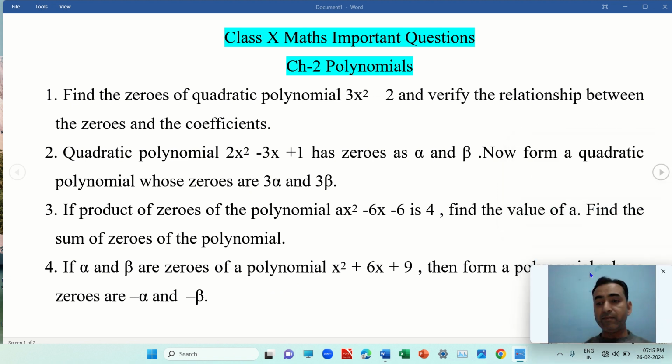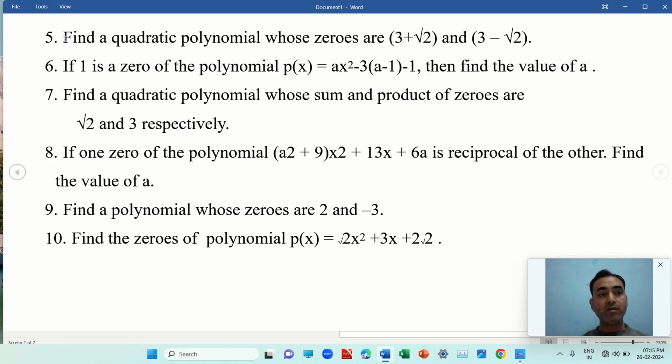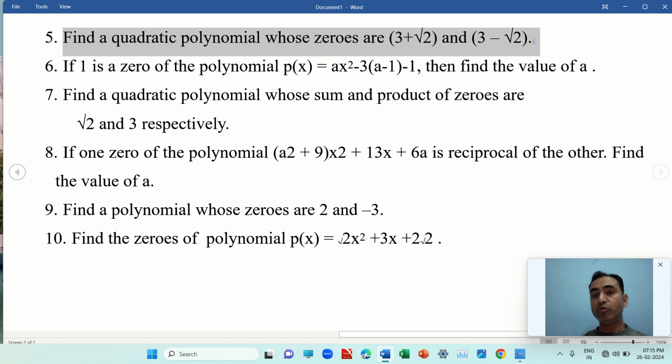After this, the next question is the fifth question. Find a quadratic polynomial whose zeros are 3 plus root 2 and 3 minus root 2. These are the zeros. So the value of alpha is 3 plus root 2 and the value of beta is 3 minus root 2. First we will find alpha plus beta. When you add these two numbers, root 2 cancels because one is positive and one is negative. Then alpha plus beta will be 6.